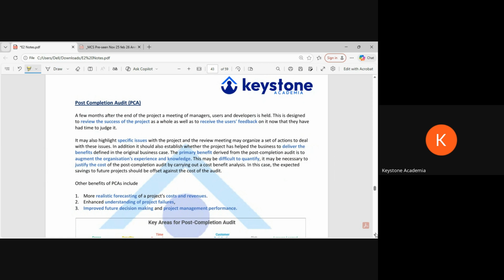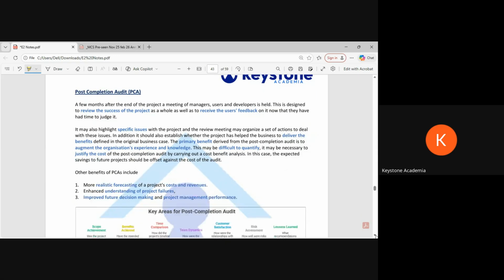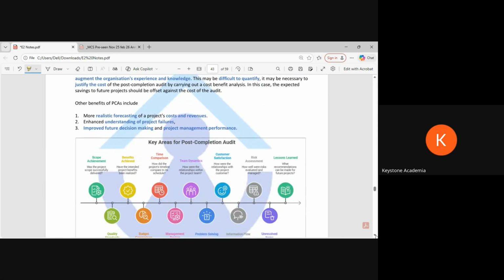But the problem here is we need to retain those employees. If the employees who worked on that project are not there, the experience they have gained can be a problem again. Or maybe we can have all that information with us in the form of data, and then use that as training.